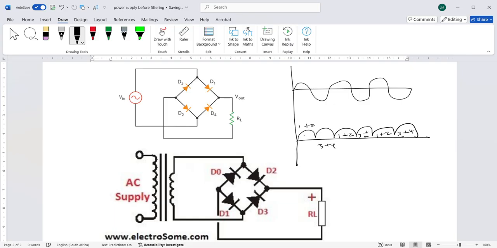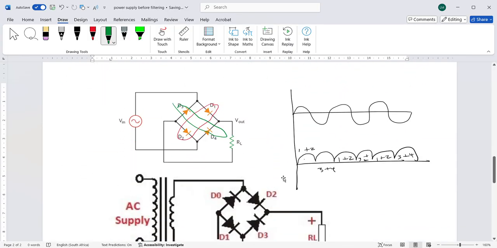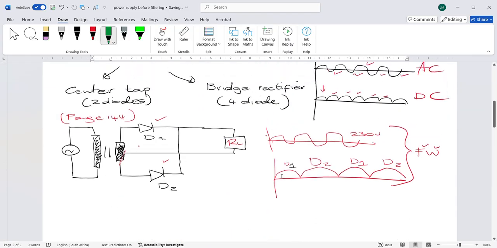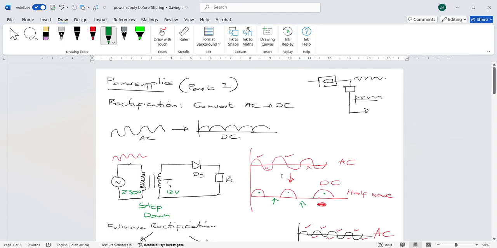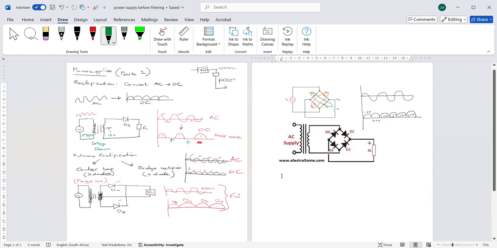So this is basically how they work. I don't know why they have 0 here, but it doesn't matter at all. So they work in pairs, meaning that during the positive half cycle, these two will be working. During the negative cycle, these two will be working. So this is also a bridge rectifier as illustrated in this case. In a nutshell, that's what we are having there in terms of rectification.